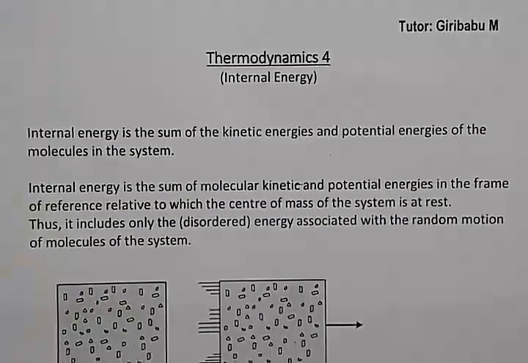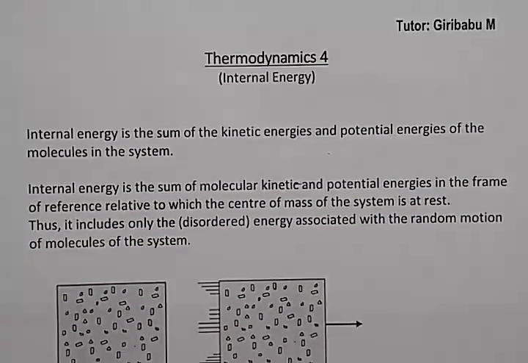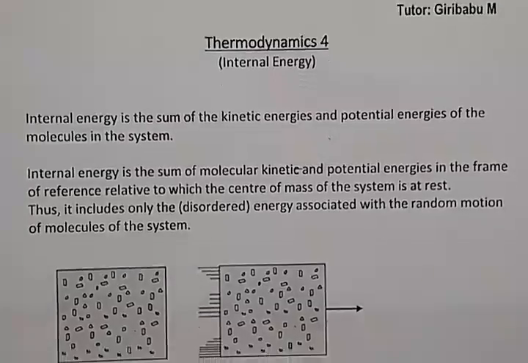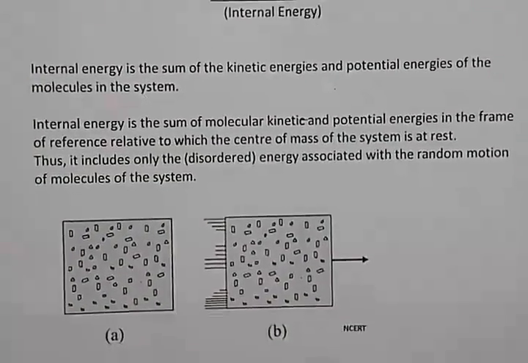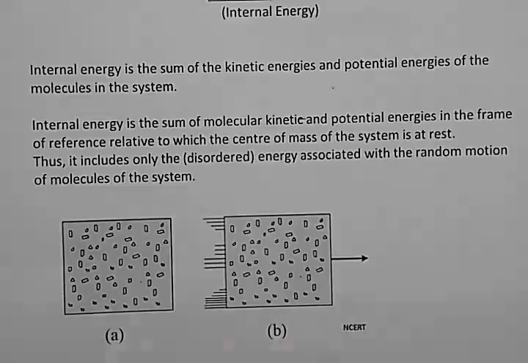So how does a system get internal energy? Because of the kinetic energy and potential energy of the constituents. The best example is, you take a gas confined in a box like this. The internal energy is equivalent to the sum of all kinetic energies and potential energies of the molecules or atoms. Okay.